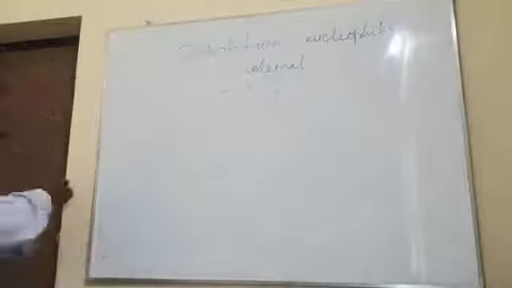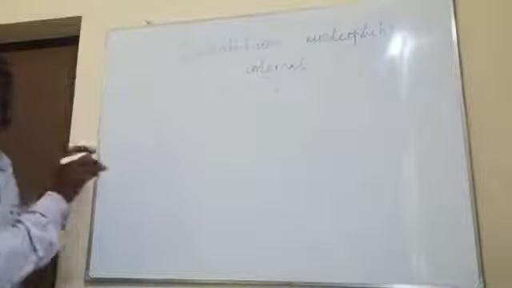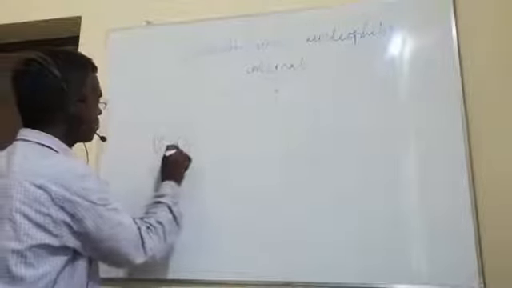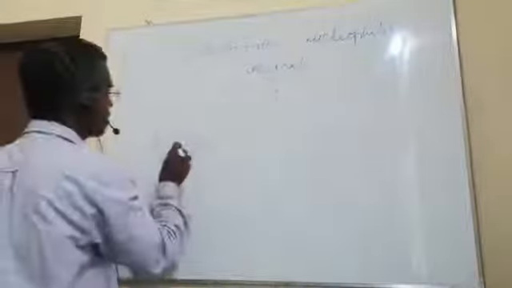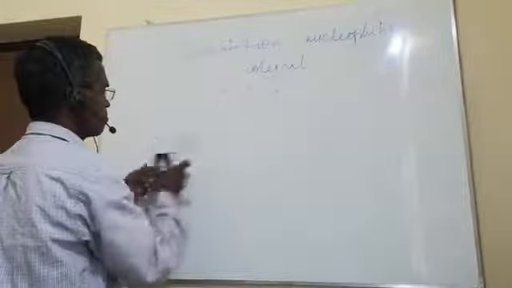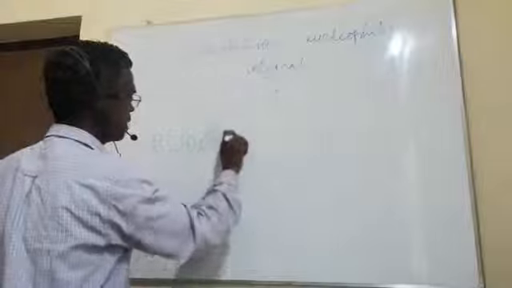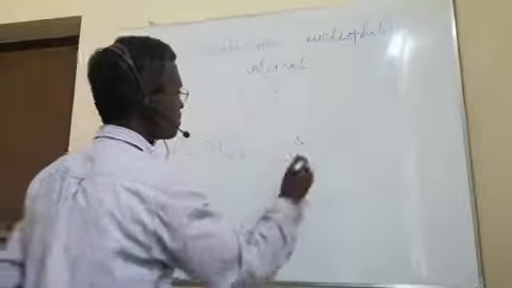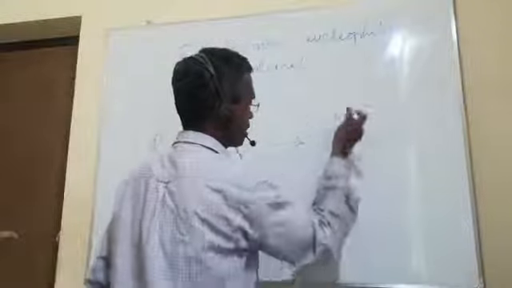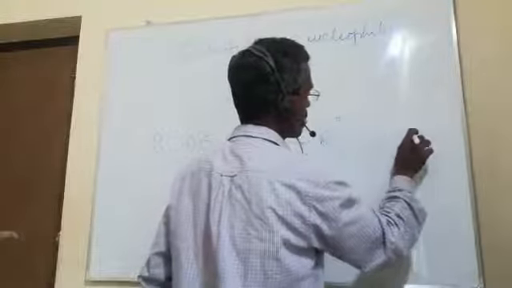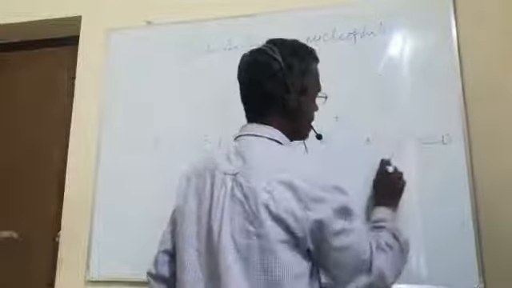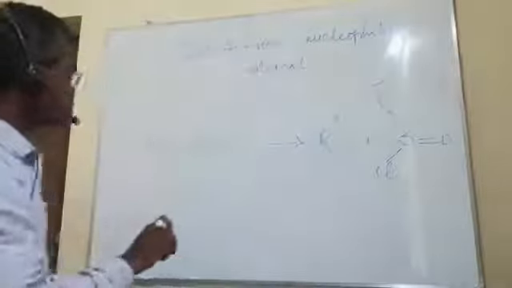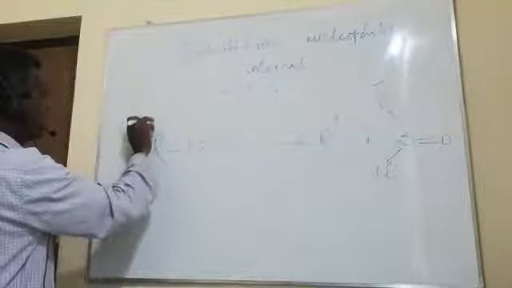Now in SNi, let us consider the equation of ROSOCl. I'm sorry, a small correction, ROSOCl. In the first step, this undergoes ionization, that is dissociation, into R plus and O minus S double bond O Cl. This is your step number 1.